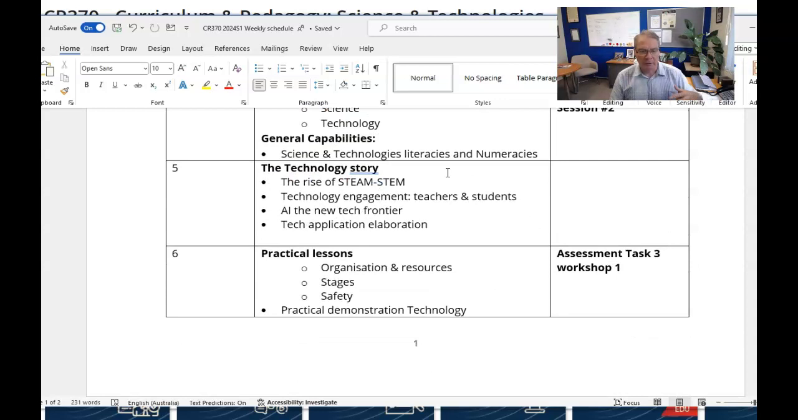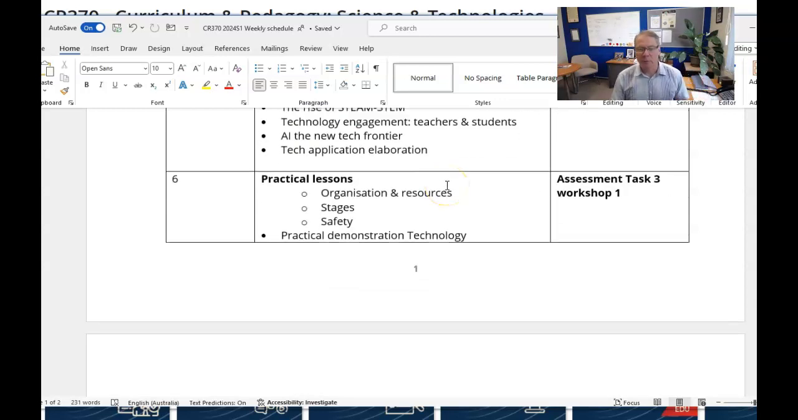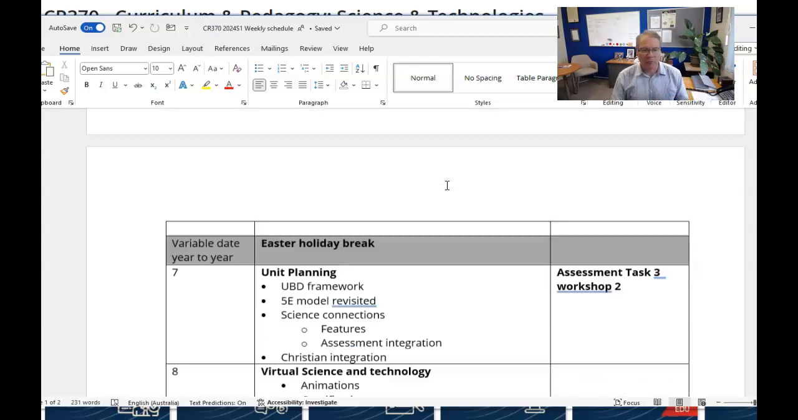Then we'll move on to technology practical lessons. We want to really equip you so that you can be confident doing those practical lessons, because that's the biggest impediment that I find teachers talk about. They're not really confident with that. We want to make you confident.